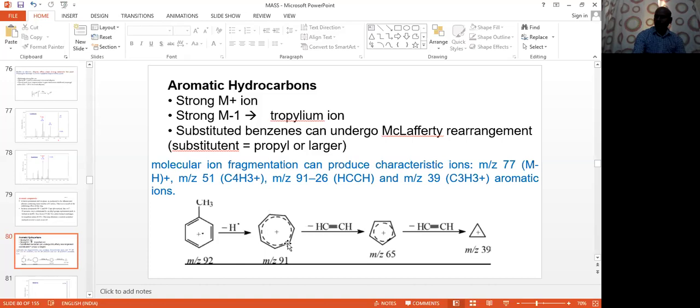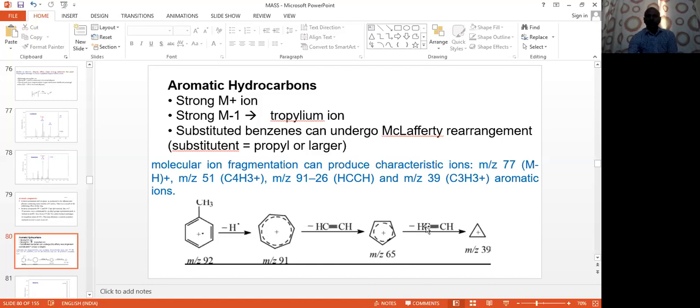This tropylium ion, which appears at m/z 91, further undergoes fragmentation, which gives another fragment at m/z 65. This m/z 65 is because of the loss of a neutral molecule, that is acetylene. Another peak you will observe in aromatics is m/z 39. Again, that is because you have another loss of acetylene. Successive loss of acetylene molecules will be there, and the first one is m/z 65. Another loss of acetylene gives m/z 39.